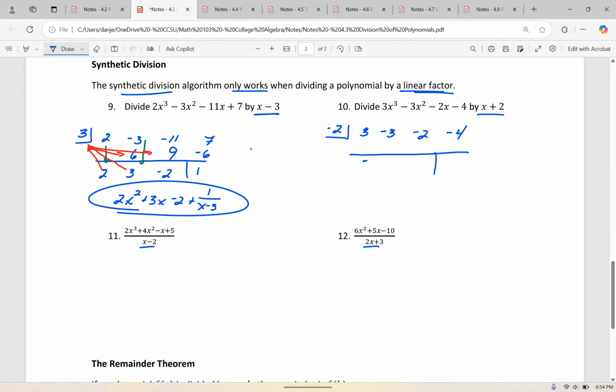Break down the 3. 3 times negative 2 is negative 6. Negative 3 and negative 6 is a negative 9. Negative 9 times the negative 2 is a positive 18. Negative 2 plus 18 is 16. 16 times negative 2 is negative 32. Negative 4 and negative 32 is a negative 36. So my quotient is 3x squared minus 9x plus 16 with a remainder of negative 36 yet to be divided by the x plus 2.